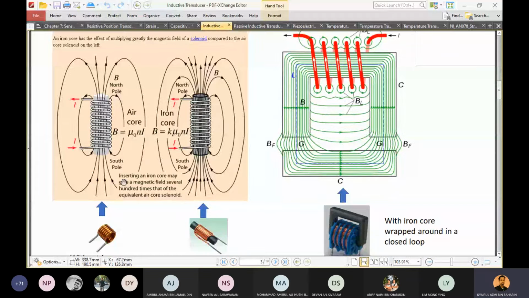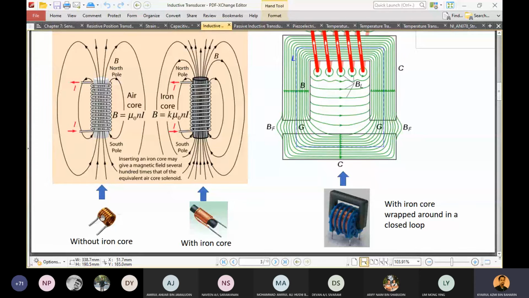In practical application, you see this one. Basically there's no gap in between the loops. It can either be without an iron core or with an iron core. If you have an iron core, then your magnetic flux will become much stronger, because the iron core itself is a material that increases the magnetic field. If you have just air, then the magnetic field will be a bit weaker.